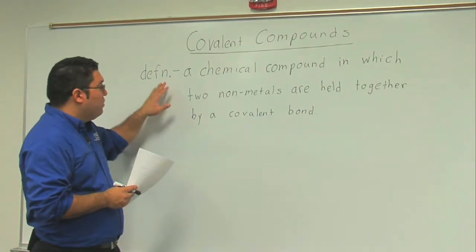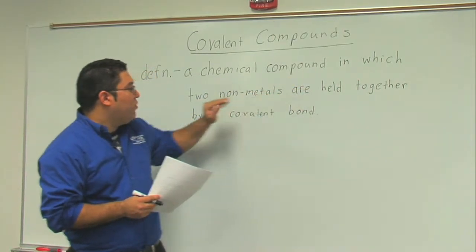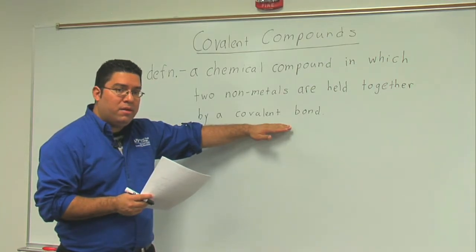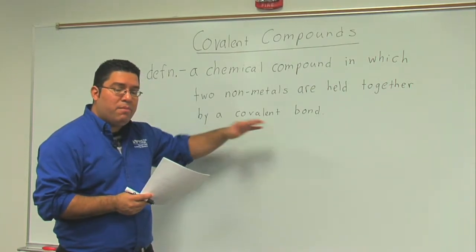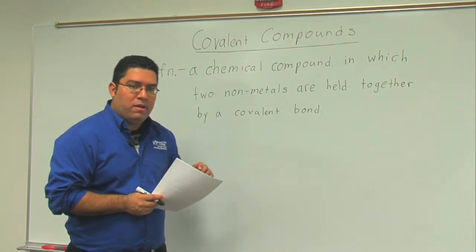So, the basic definition of a covalent compound: it's a chemical compound in which two nonmetals are held together by what is known as a covalent bond. And you have to remember that in a covalent bond there's the sharing of electrons. That's the key word.